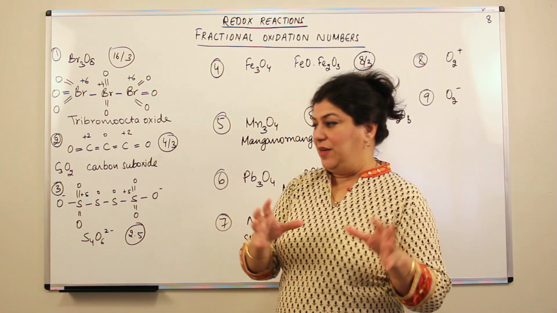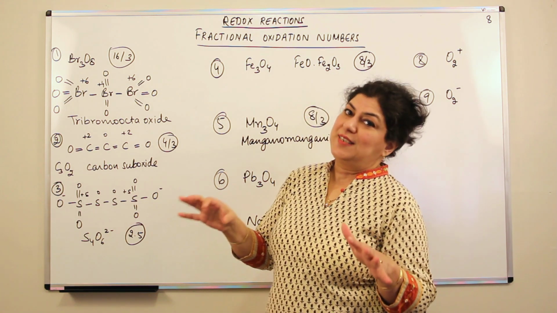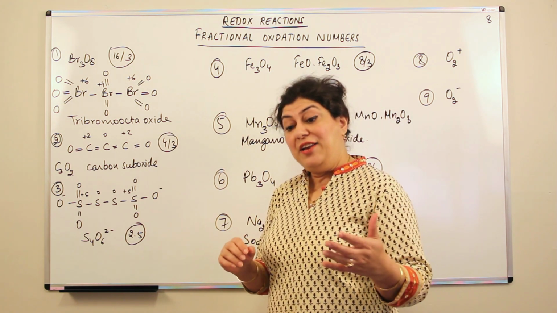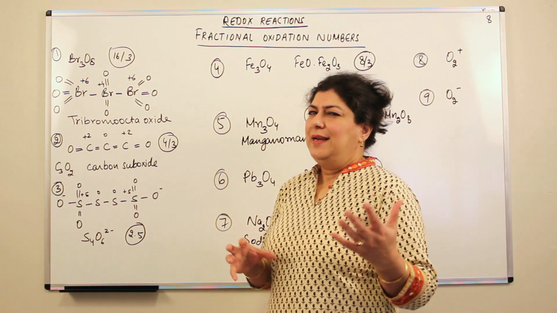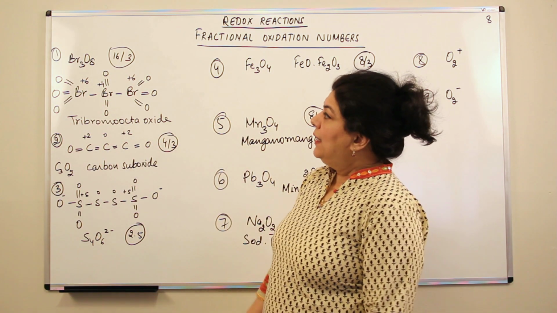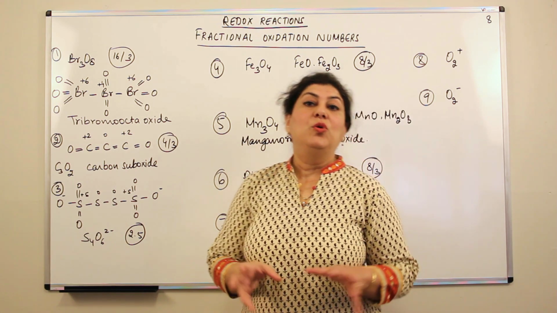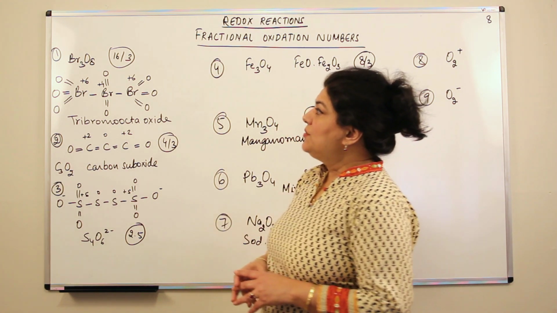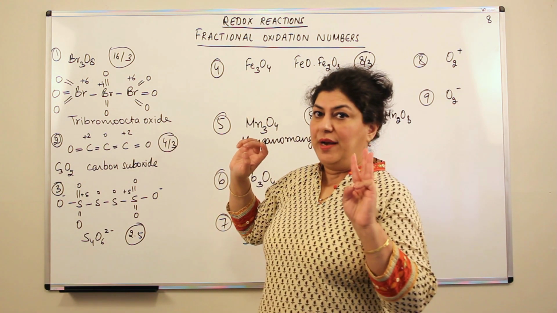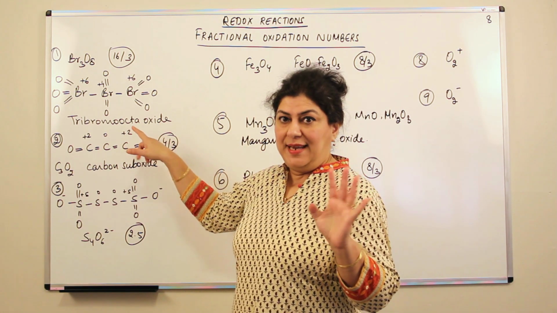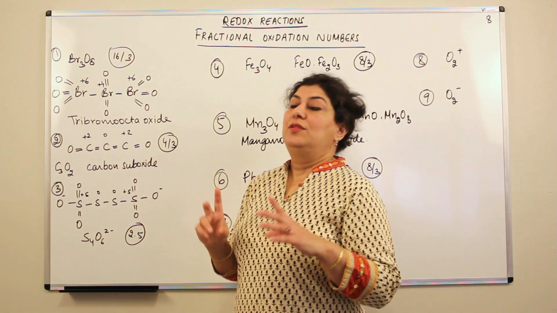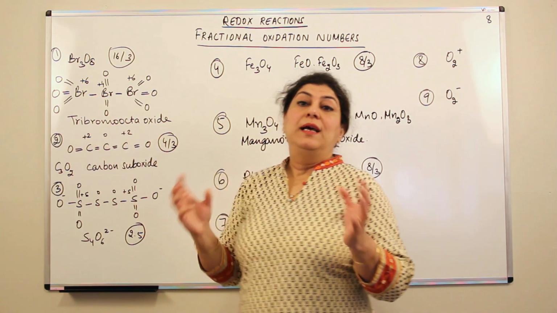So I have taken these examples as they are given in your NCERT textbook to understand the fractional oxidation state better. And there are other conditions in which you again get fractional oxidation states, but it is a little different from what we will be doing in the first three examples. The first example is Br3O8. This molecule is also known as tribromo-octa-oxide. Tri-bromo, 3 bromines, octa means 8, oxide means oxygen. So it has 8 oxygens and 3 bromine atoms.